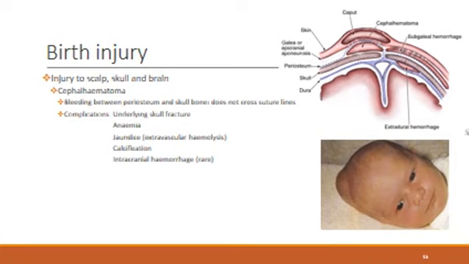Associated complications include an underlying linear skull fracture, so be careful when you palpate a baby with a cephalhematoma. Then it may lead to anemia and jaundice due to extravascular hemolysis. When it resolves, it can cause quite a firm ridge as it calcifies, and this will then in time disappear. It may also be associated with intracranial hemorrhage, so if you have a baby with abnormal neurological signs, you can consider that it has happened.